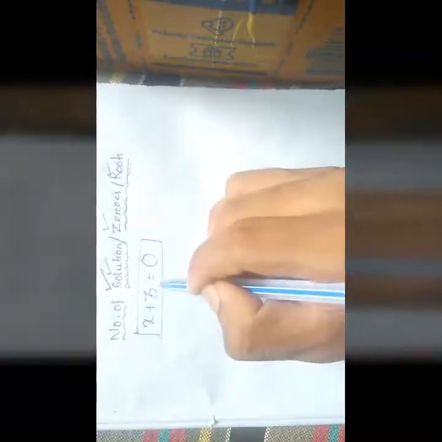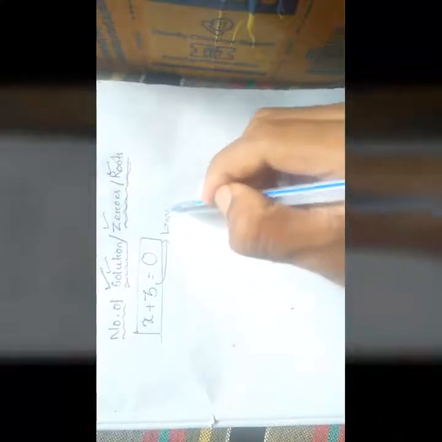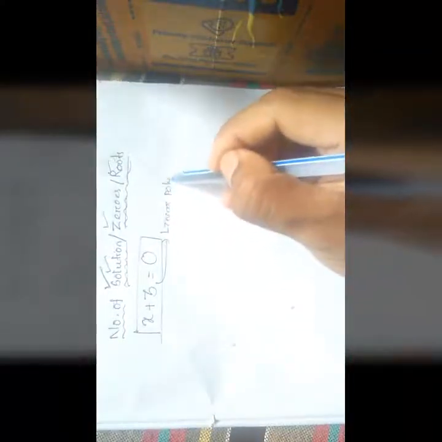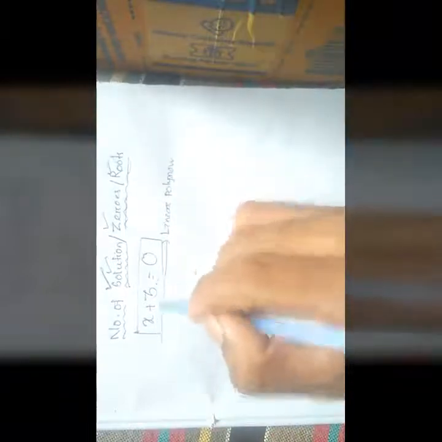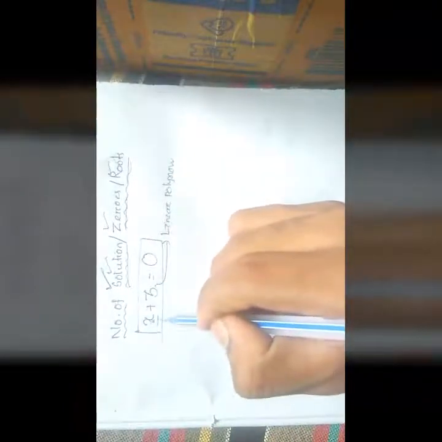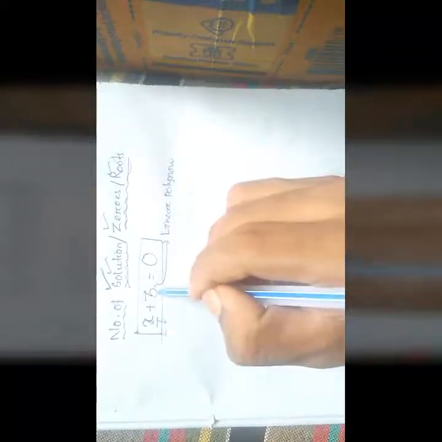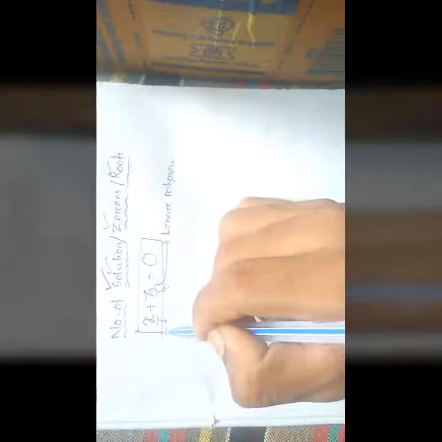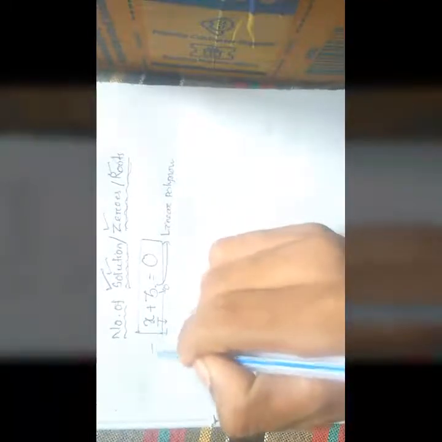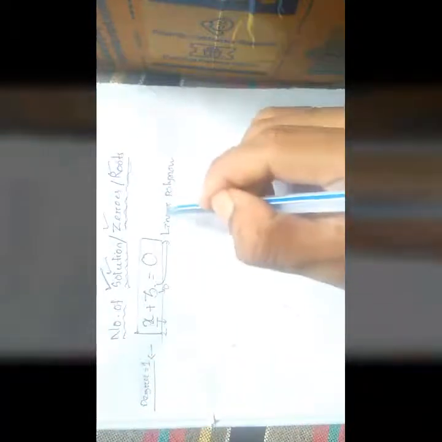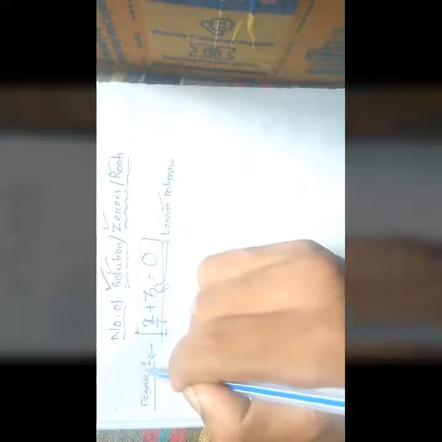Suppose I am taking x plus 3 is equal to 0. You see, x plus 3 is a type of linear polynomial. Why is it a linear polynomial? Because it has two terms. Out of the two terms, the first term has the power 1 and the second term is the constant term, so it has the power 0. So the highest power is 1. That is why its degree is 1, and it is known as a linear polynomial, as it has degree 1.